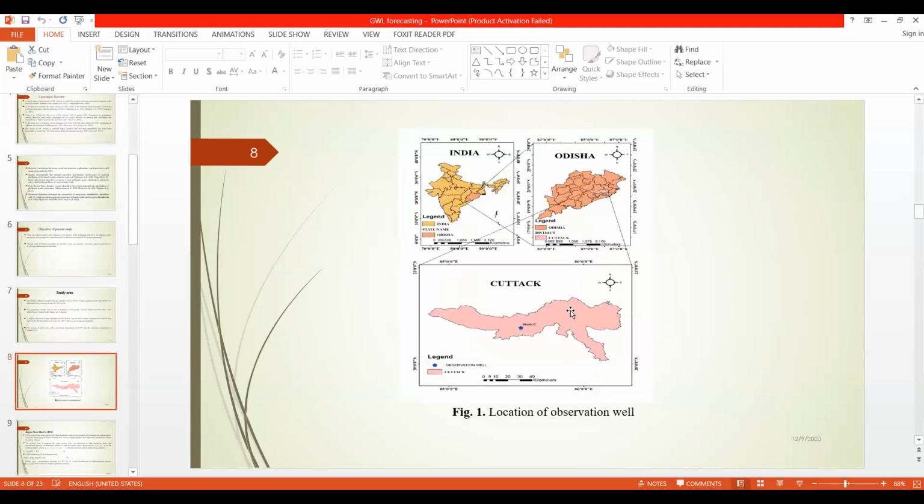Because this is a conference paper and it has page limitations, I have taken just one observation well. The input data I have taken from just one observation well.